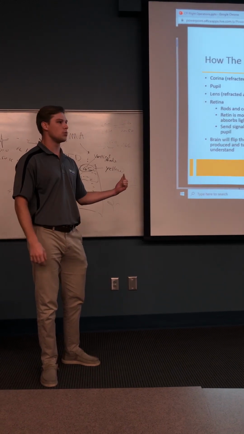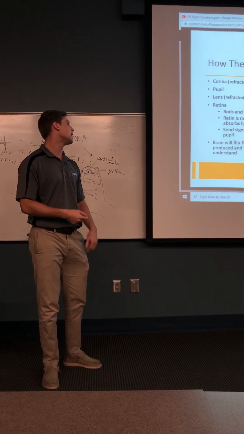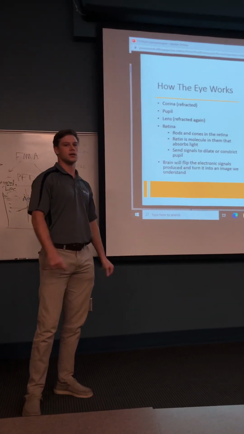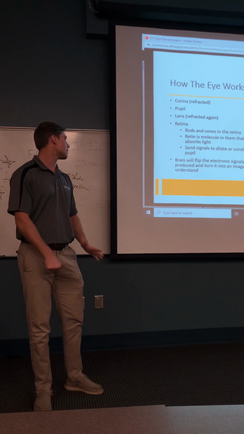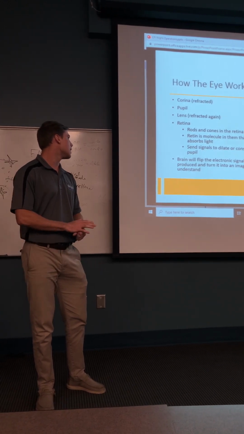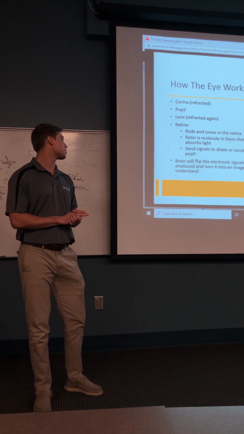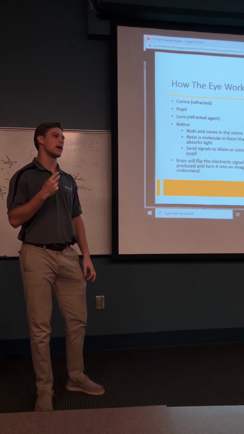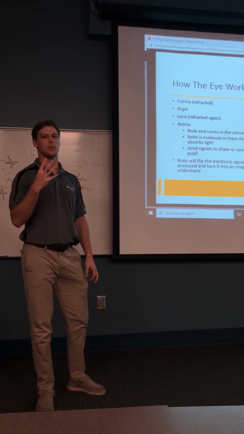And then after the pupil, it will go through your lens and that will refract the light again. And then it will go through the retina, which we can see in this picture over here. In the retina, that's where the rods and cones are. At night, you use your rods to see, and during the day, you use your cones. And retinal is the molecule in your retina that will actually absorb the light, and that will send signals to your brain on how much to expand or dilate your pupils based on how much light there is.